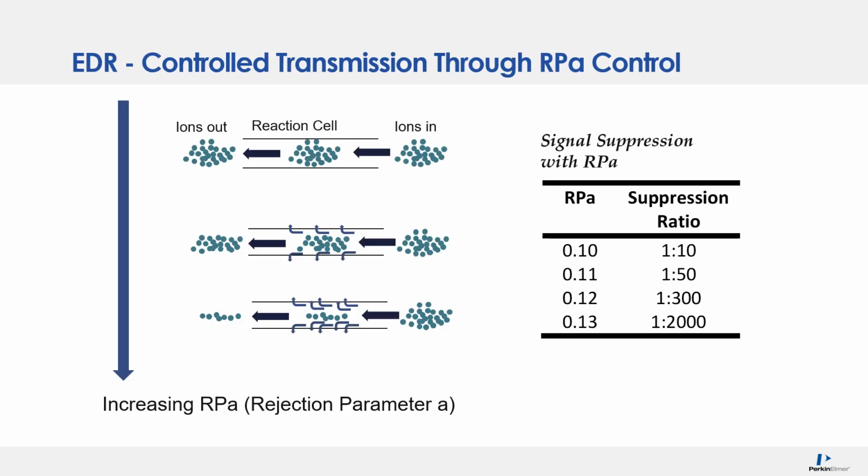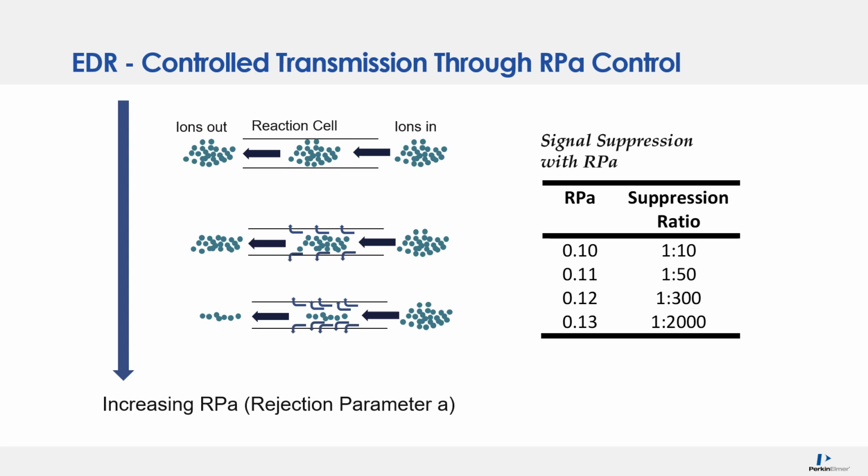The electronic dilution is controlled through a parameter in the Syngistix software for NexION called RPA. RPA stands for rejection parameter A, and as you can see in the table on the right-hand side, as you increase the value of RPA, you dramatically increase the suppression ratio on your targeted mass. So as you increase the value of RPA, you're actually beginning to reject more ions of your targeted mass to charge ratio.